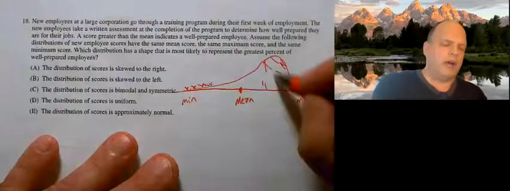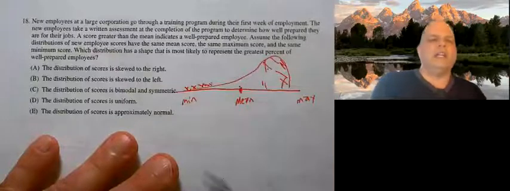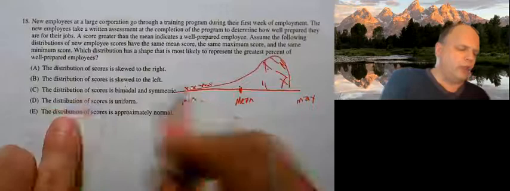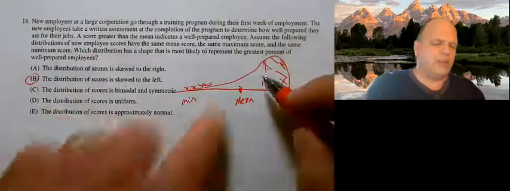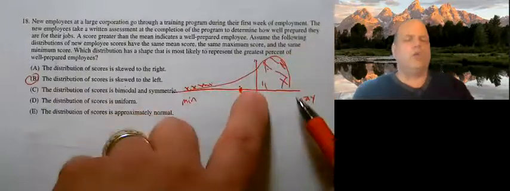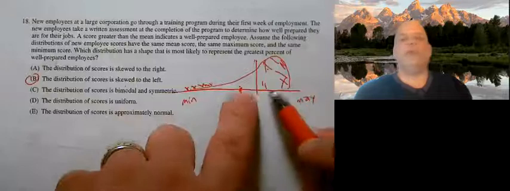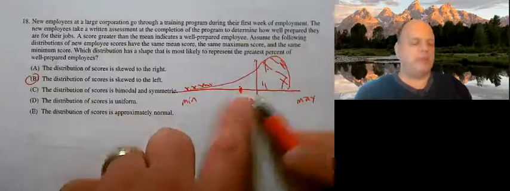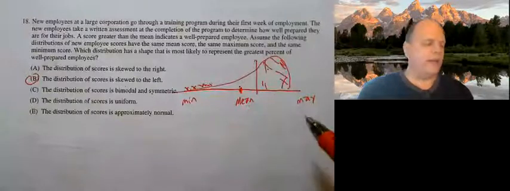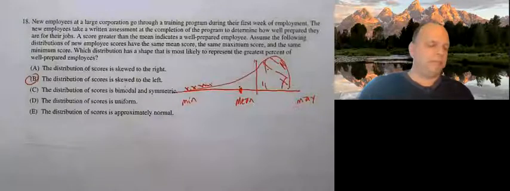Oh, because I have a lot up here and few down here, I need the distribution of scores is skewed, stretched to the left. And that makes sense because if I have this, my median's up here. So over half of my employees, I know that more than 50%, my median's above my mean. So more than half of my employees are well qualified. So it's skewed to the left, 18 is B.